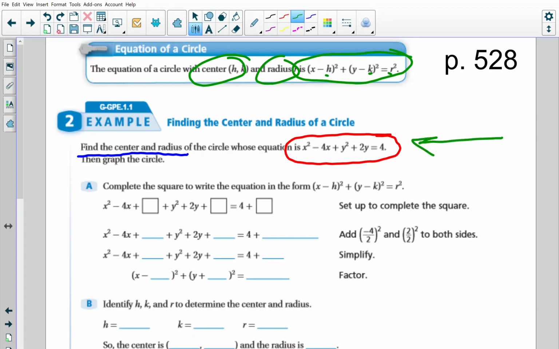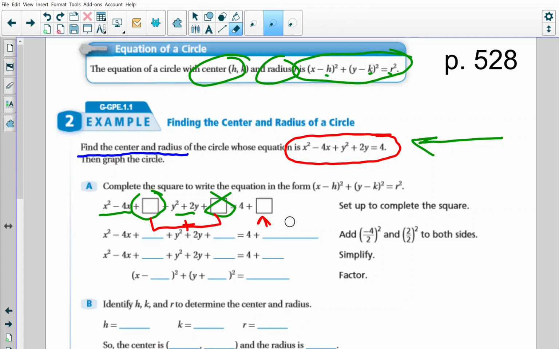And notice what happens in part A. In part A, they set up: we take our x terms and leave a spot to add stuff. Take our y terms, leave a spot to add stuff. Remember, in an equation, whatever you do to one side, you have to do to the other. So whatever the sum of these two things that you add is going to have to be added here as well. Now, let me clean this up a little bit.